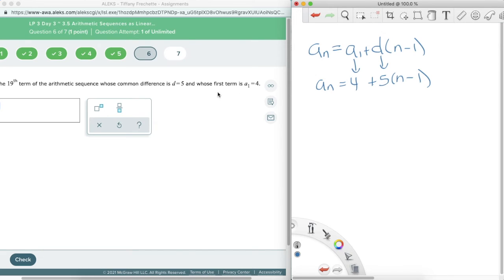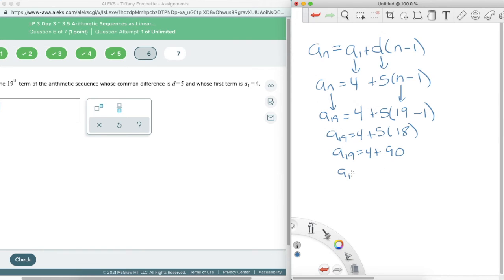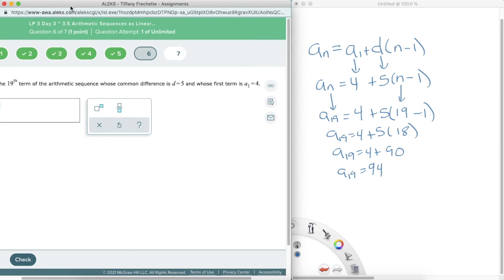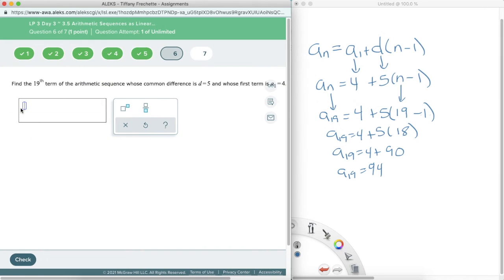So they're specifically asking us for the 19th term. So a_n, and the 19 also goes here just to note it, if that's what you're looking for, minus 1. So now we have a19 equals 4 plus 5 times 19 minus 1, which is 18. And we have 5 times 18, that would be 50 plus 40 more, so that would be 90. And then we just simply add 4 to it, and we get 94. Oh, and I gotta scooch this guy back over here so I can actually see it. 94. Check.